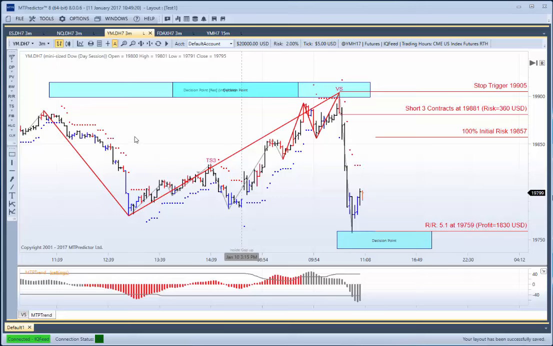So a great example of how MTPredictor basically has nailed a lovely move in the markets where the sharp fall was caused by completely and utterly unforeseen action. In other words, Donald Trump doing his press conference, but MTPredictor nailed it absolutely perfectly.